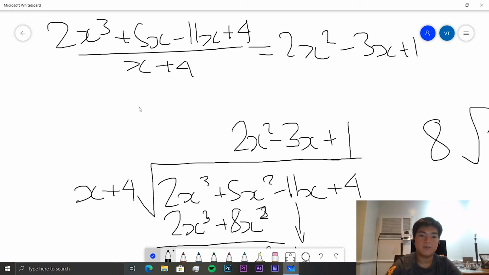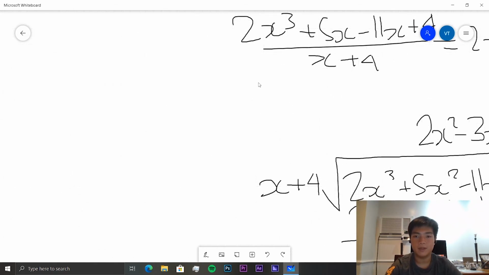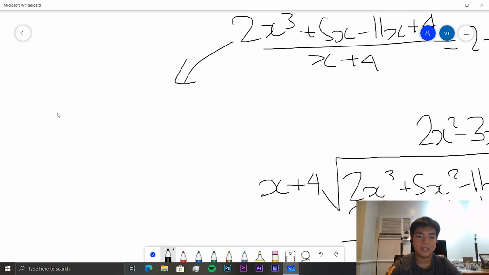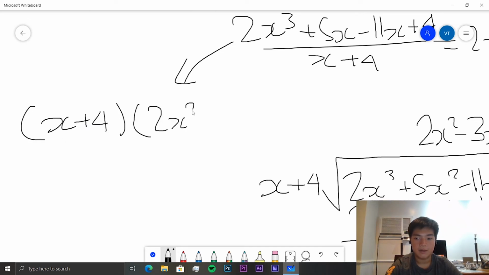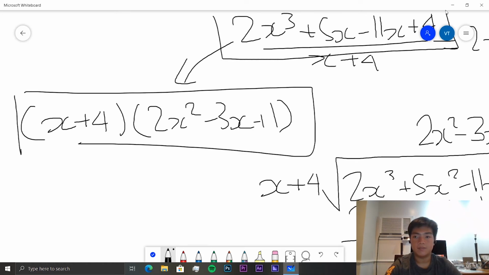This is also the same as factoring out x plus 4 from this polynomial. So this allows us to write this as x plus 4 times 2x squared minus 3x plus 1. So this is equal to that. So we have, yeah, that's it. So let's try another one.